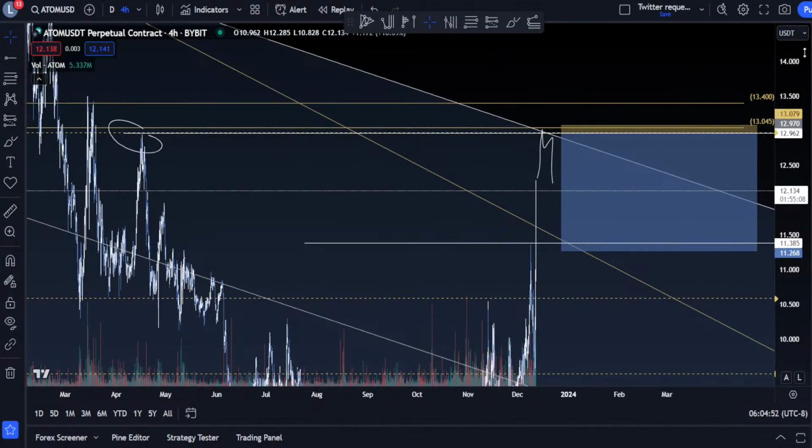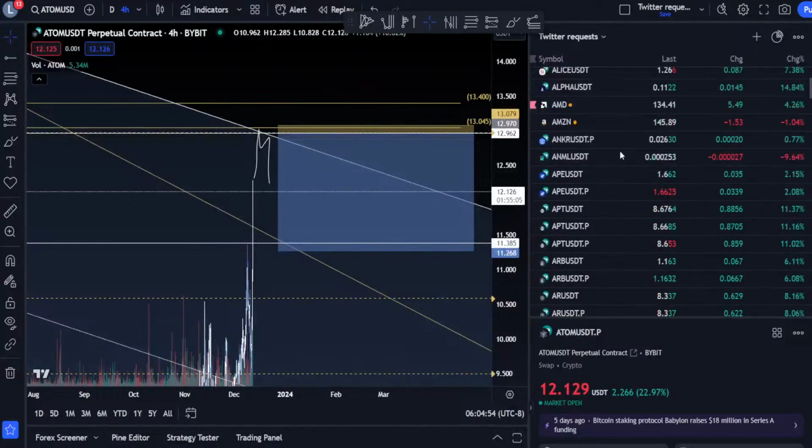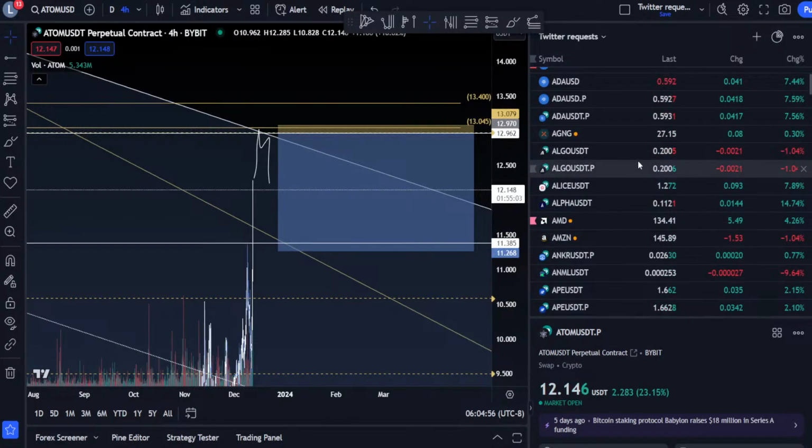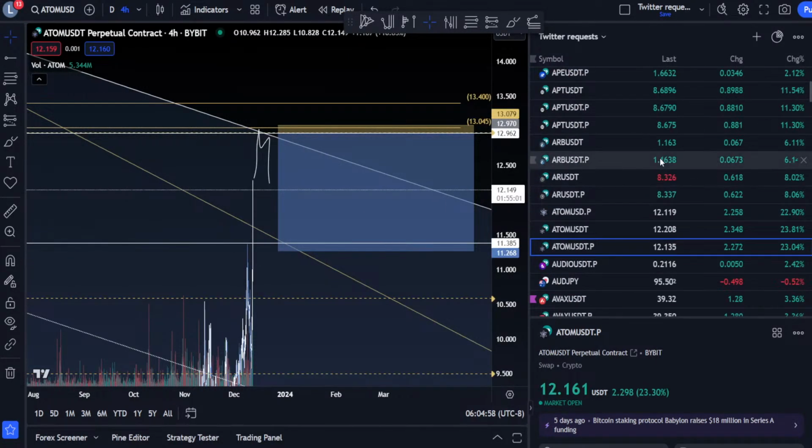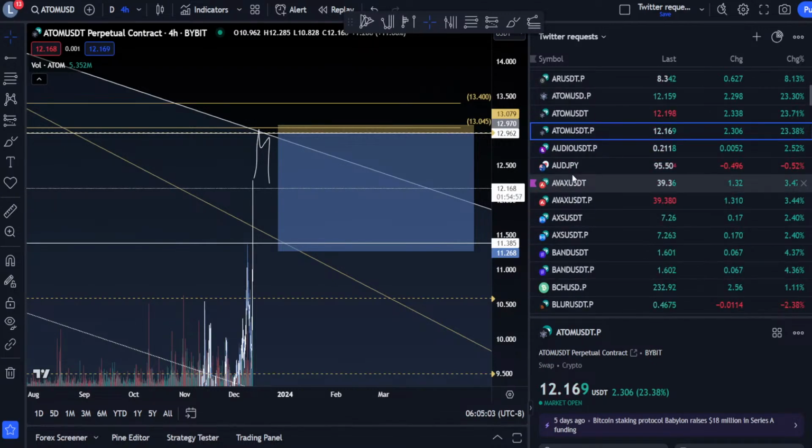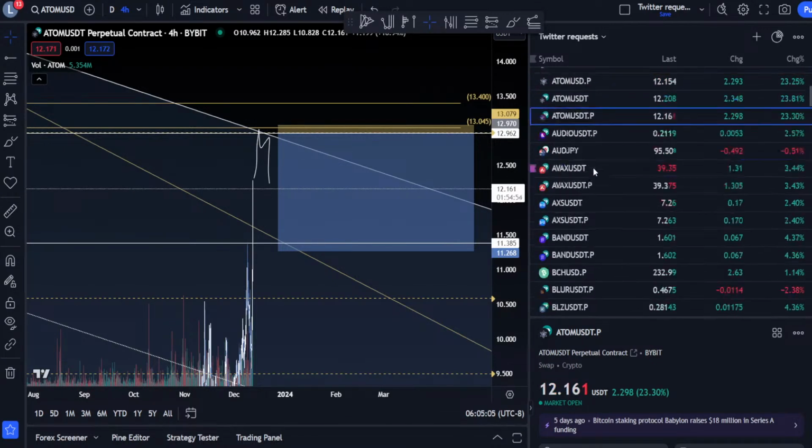CVD can get a little tricky on altcoins with USDT. The data can be weird, and depending on the exchange you're using too, the data can be a little suspect, but generally the concepts should apply.